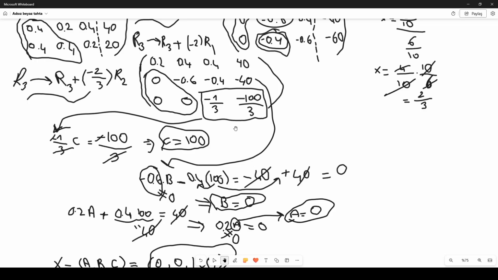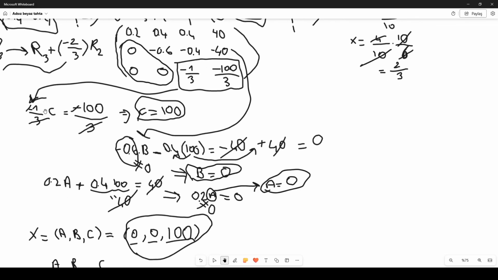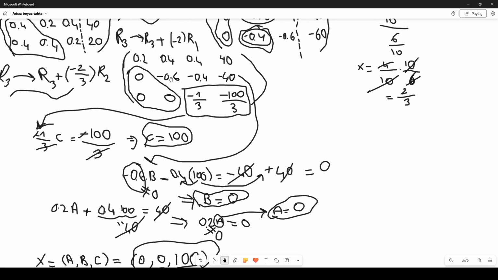How can we do that? We start with the very last, or in other words, the bottom row. We got -1/3 c is equal to -100/3. So I found the value c is equal to 100. Plugging it back into the second equation, we got -0.6b minus 0.4 times 100, because we found the value of c is equal to 100. And if you notice, 100 times 0.4 is equal to 40, and don't forget the minus sign here.